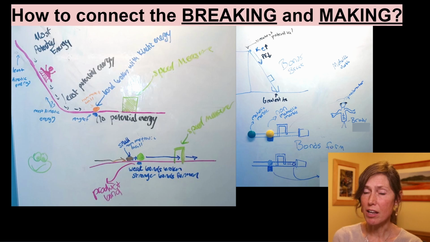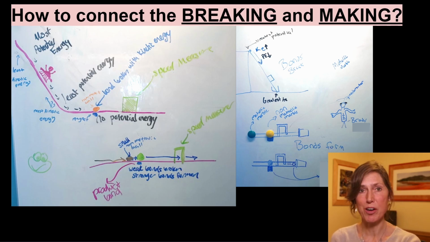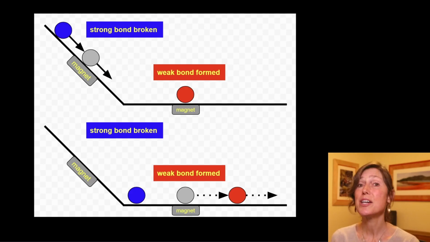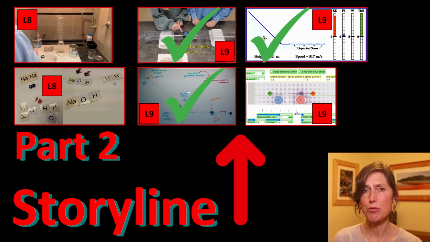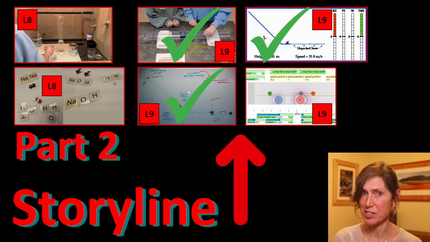My students had a lot of fun drawing all these models, thereby connecting the breaking and making of chemical bonds, and also keeping in mind the kinetic versus potential energy at play. Some students instead chose to do their drawings more in a digital manner using the Google Doc drawing tool, as you can see here. So let's take a quick overview of where we're at within our lesson 9.